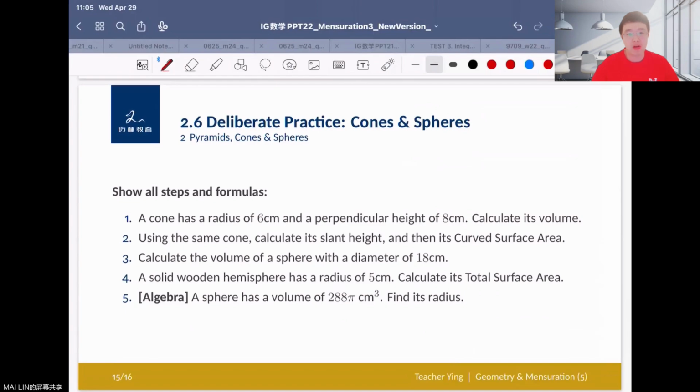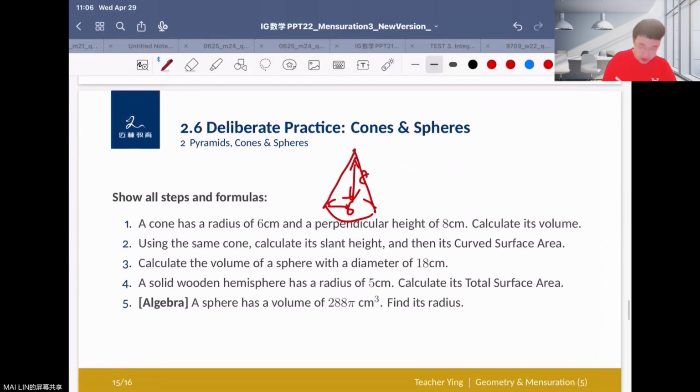A cone has a radius of 6 centimeters and a perpendicular height of 8 centimeters. Calculate the volume, okay? So you can say here that this is a cone and here's a radius 6, right? And the height is 8. So you can follow the rule: 1/3 times pi r squared times height, right? That is 1/3 times pi times 6 squared, because the radius is 6 right here, okay? And the height is 8, okay?